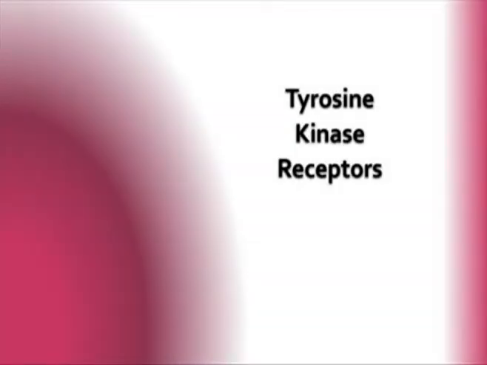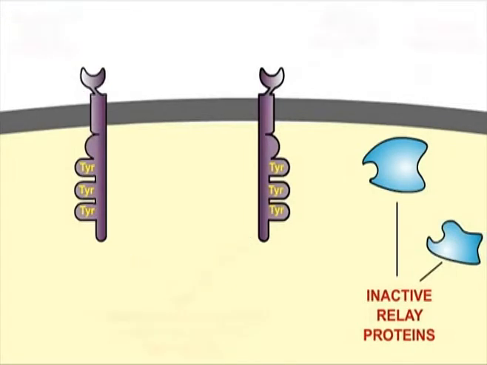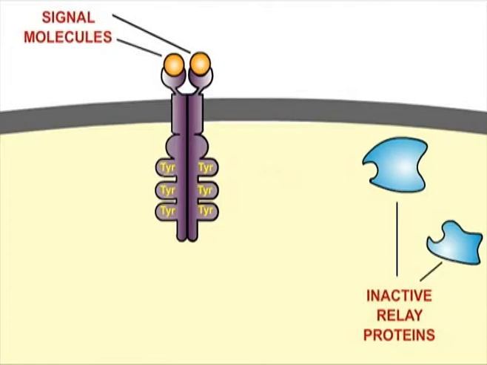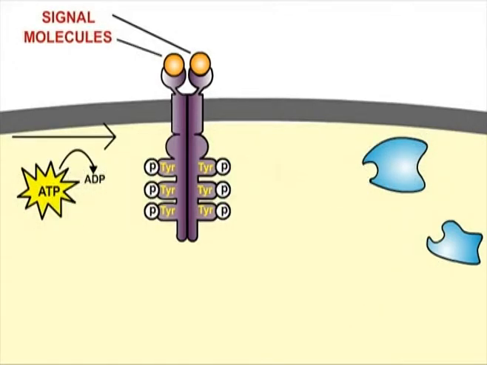The second type of metabotropic receptor is the tyrosine kinase receptors. These receptors exist as a single membrane spanning polypeptide. If a signal molecule binds to the binding site, two polypeptides aggregate and form a dimer. Using phosphate groups from ATP, the tyrosine kinase region of each polypeptide phosphorylates the tyrosines on the other polypeptide.